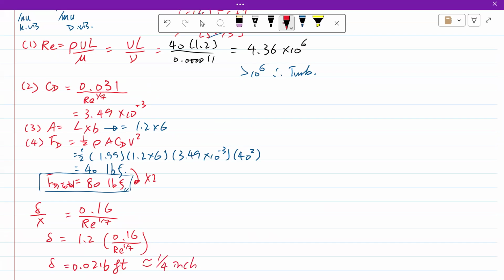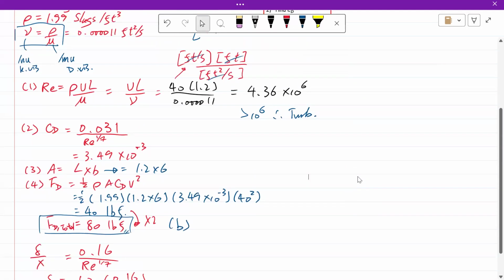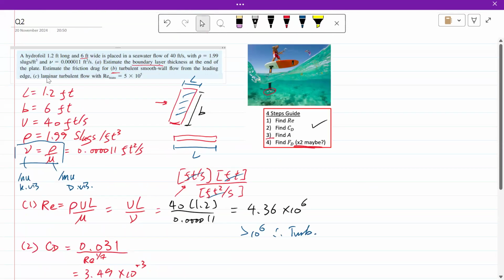Might not sound like much, but this is in water, so this is actually somewhat significant. Now that's the solution to technically part A. That's the solution to part B. That brings us to part C, which is I think the hardest part of this question. So they're asking us what happens if there's a laminar turbulent flow that's basically transitional, with an RE crit of 5 times 10 to the 5.